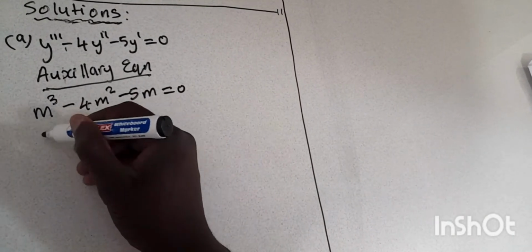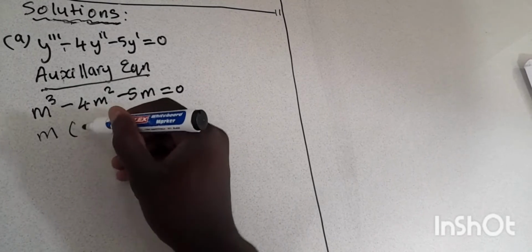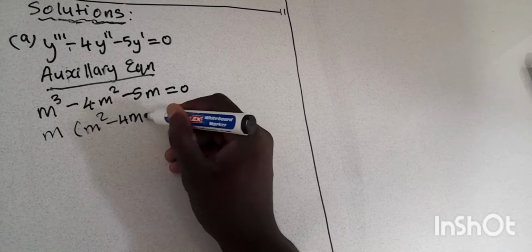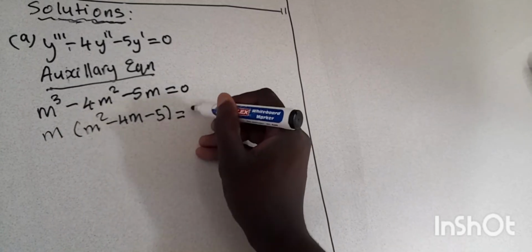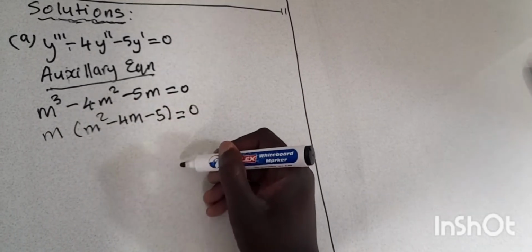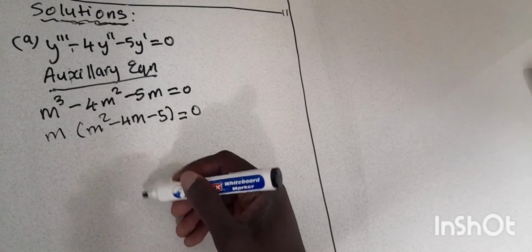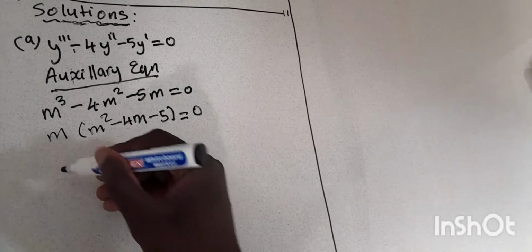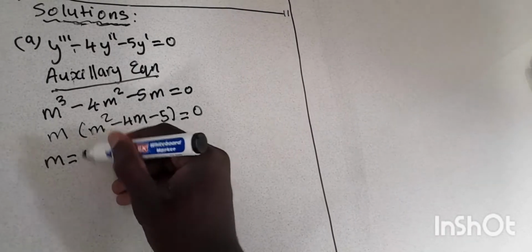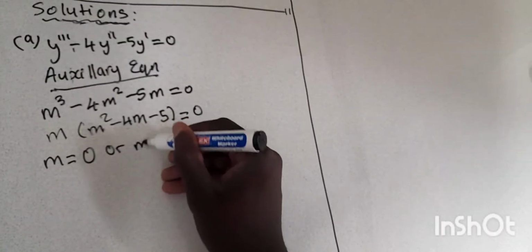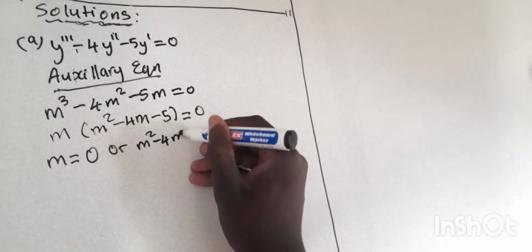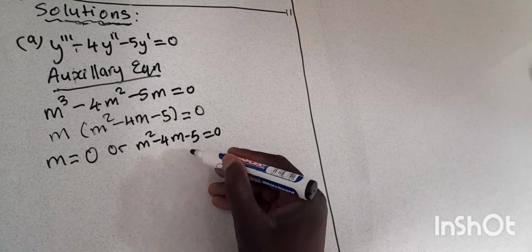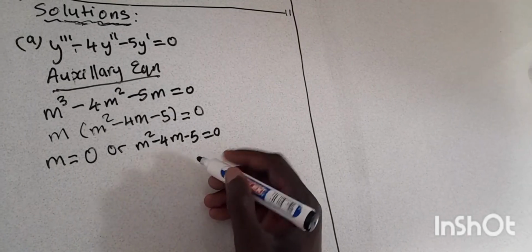I will take out the common factor m. This will be m times (m squared minus 4m minus 5) equals 0. Since you understand that if two factors multiplying each other equal 0, we take either one factor equal to 0 or the other factor equal to 0. So we can continue factorizing this trinomial.